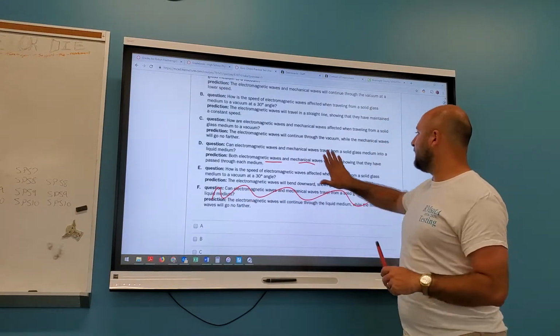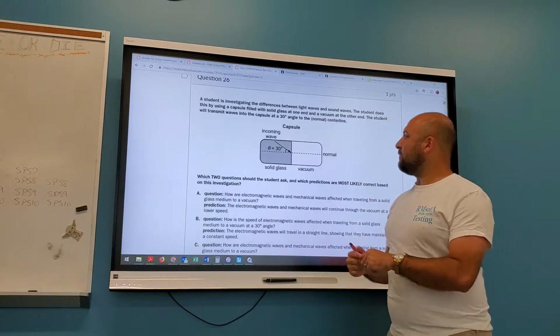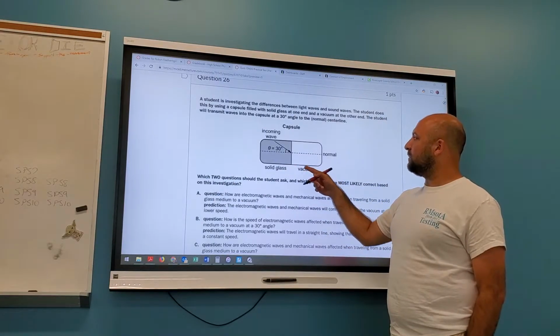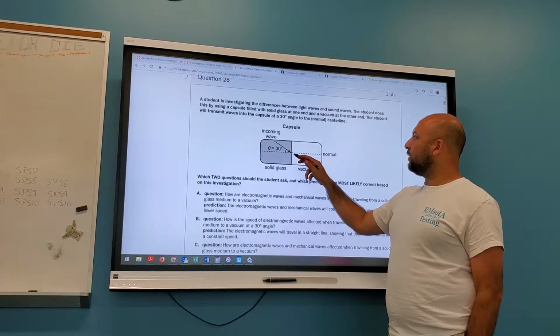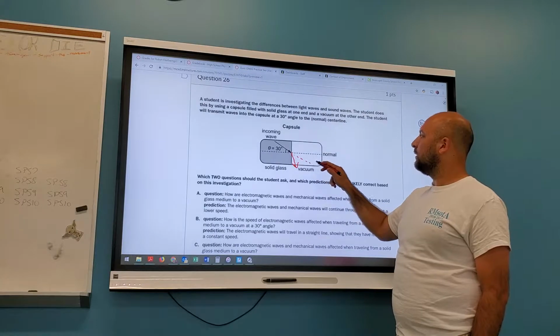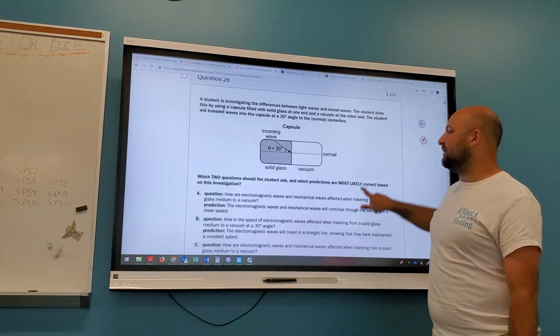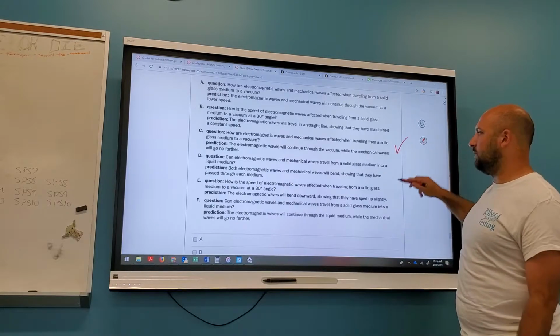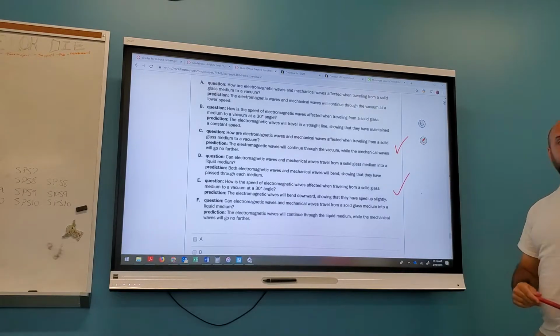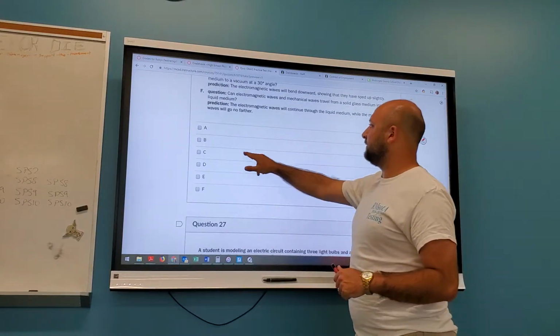So the EM waves will bend downward, showing they have sped up slightly. Well, let's look. If I move from solid glass to vacuum, that means I'm getting thinner. It moves towards the normal when it's getting thicker. That means it moves away from the normal when it's getting thinner. So that's the pathway it should take, so it bends downwards for sure. So that gives me C and E. Okay? All right. I didn't even look at the camera there. That was really weird. All right, so C and E.